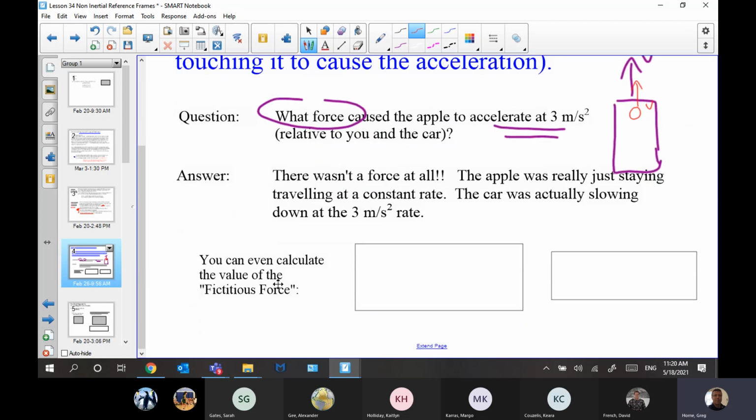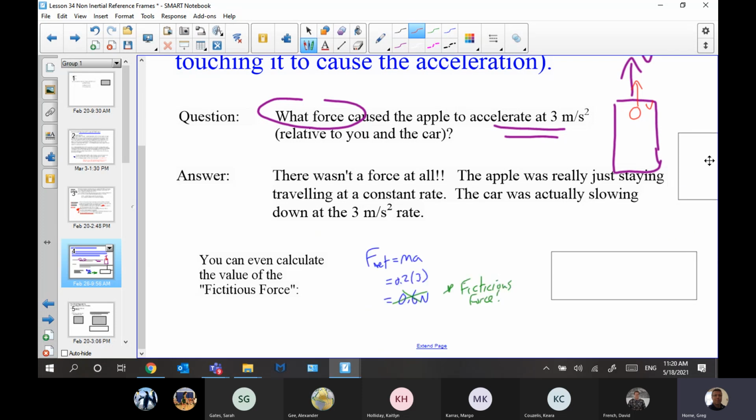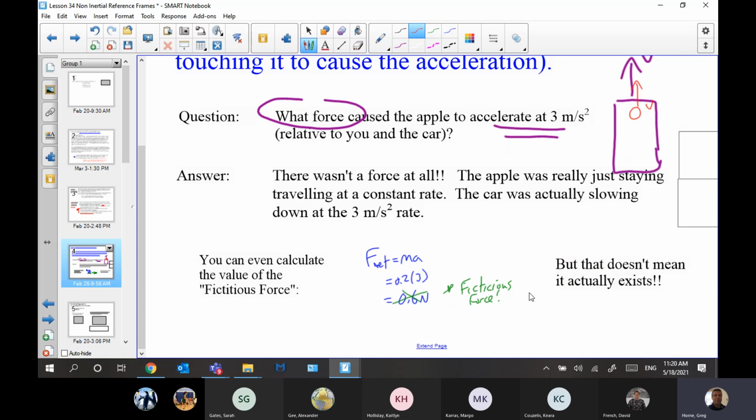Yeah, so there isn't a force at all. You can calculate the value, though, of the fictitious force. Easy. You'd be like, well, it has a mass and it has an acceleration, so there's a fictitious force on this apple of 0.6 newtons that actually makes it accelerate forwards in that reference frame, right? That force doesn't exist in reality, but you can talk about the size of it.